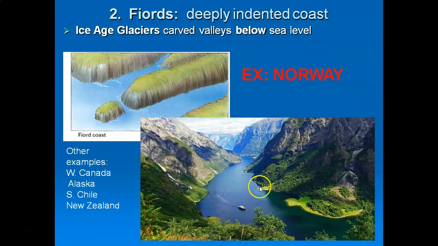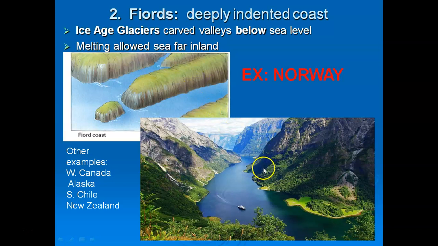The second type of coast that I want to talk to you about is the famous fjord coast. Fjords are very deeply indented coastlines. These were formed during the Ice Age when glaciers carved former river valleys well below sea level. Now the Ice Age is over, and these glaciers have since melted. Since the glacial valleys were carved well below sea level, that allows the sea to reach far, far inland.